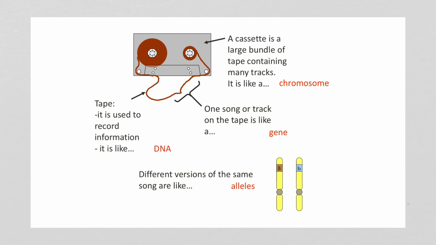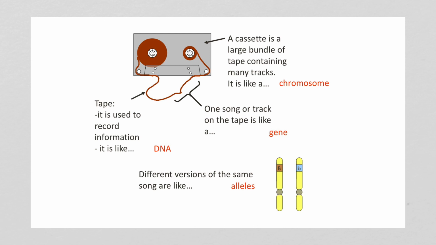So this is an old analogy, but it still works. Back when I was a kid, we used to listen to music on cassette tapes. A cassette is a large bundle of tape that contains many tracks or songs. So a cassette is like a chromosome. One song or track on the tape is like a gene. The tape itself is used to record the information, so we would say that's like the DNA. All the tape is the DNA.